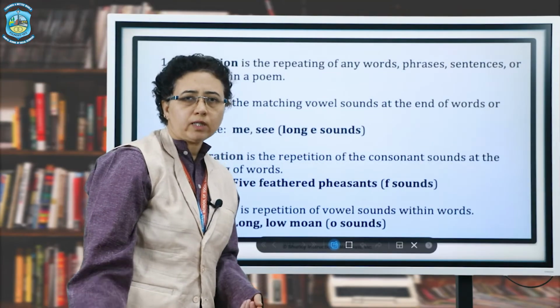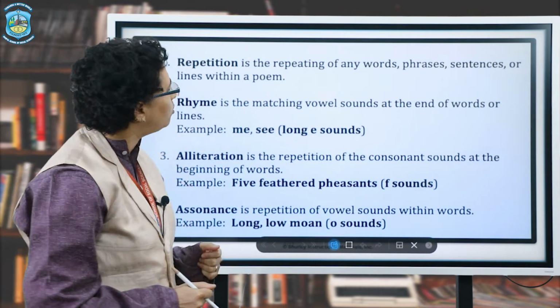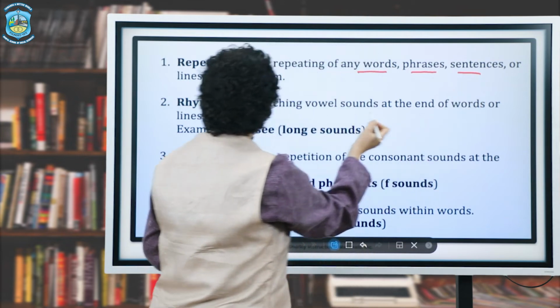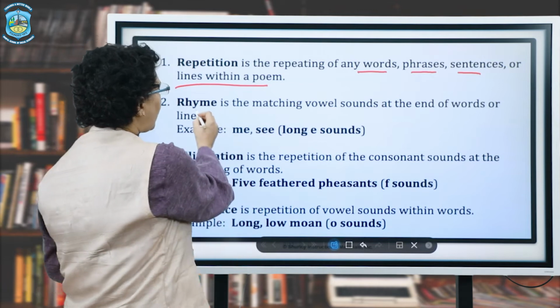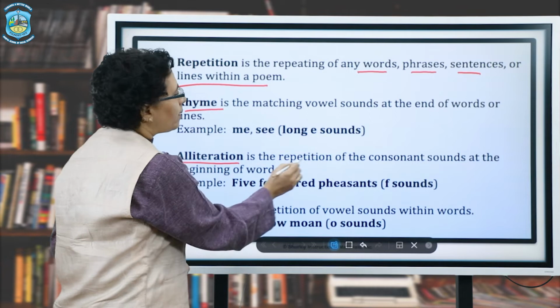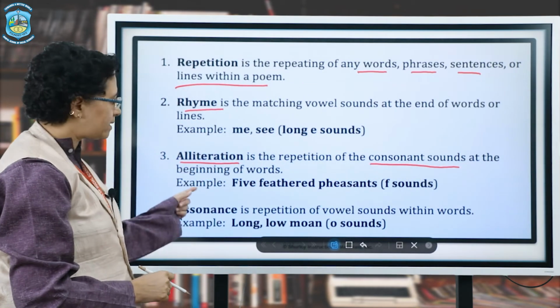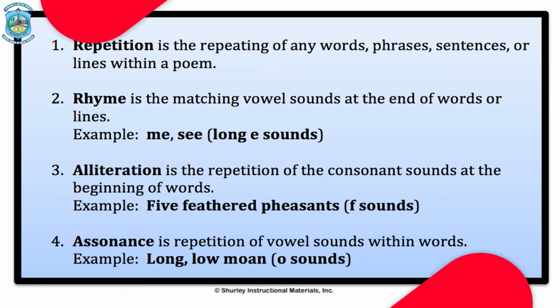So, to take an elaborate view about sound, repetition, as I said, creates sound. Any word, phrase or sentence can be repeated, or any line within a poem can be repeated. This creates sound. Rhyme we have already dealt with. Alliteration is the repetition of consonant sounds at the beginning of a word. Example is also there. Assonance is the repetition of vowel sounds within words. So many different devices are used. These are just a few examples.